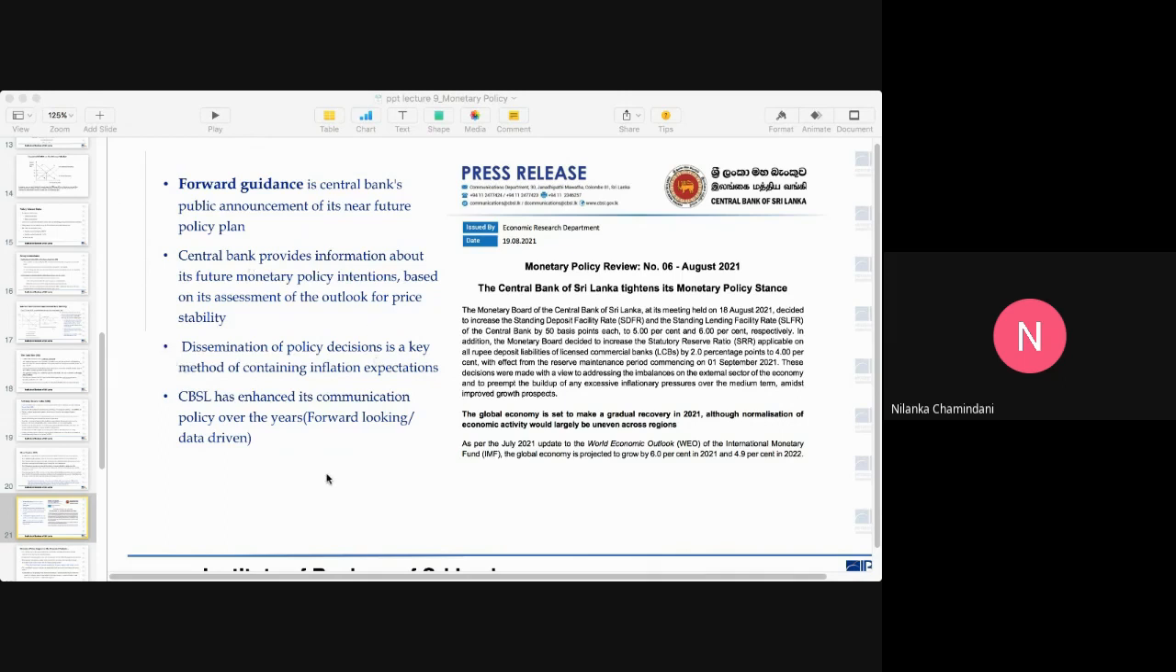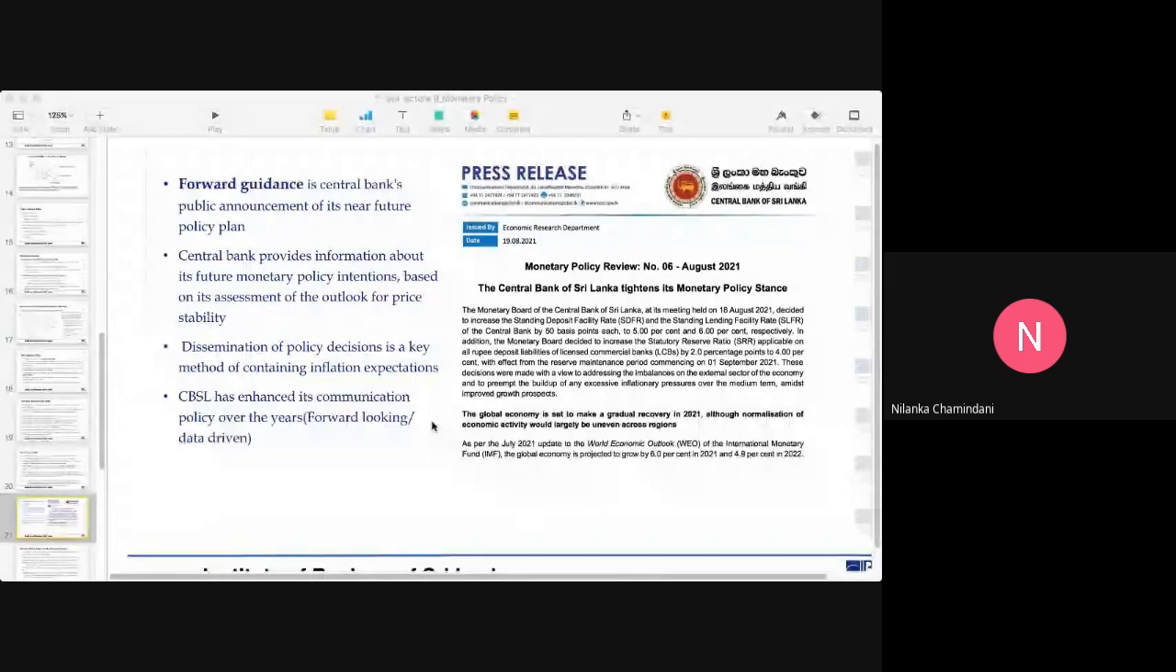So the dissemination of policy decisions is a key method of containing inflation expectations. It is actually a very important thing to declare this, because we already discussed in the class that people always behave with a kind of expectation, and their expectation again impacts the market situation as well. Okay, if they expect that there is inflation in the near future, definitely there will be inflation. Okay, so it is like that.